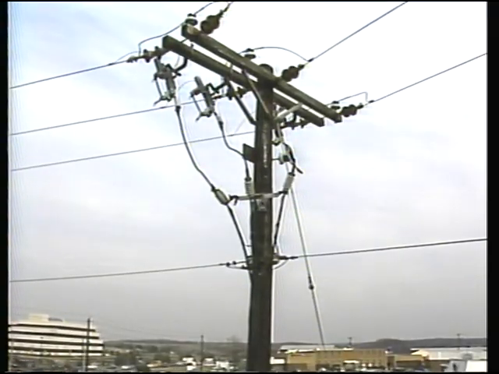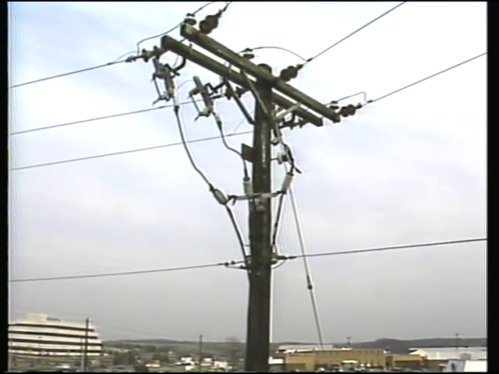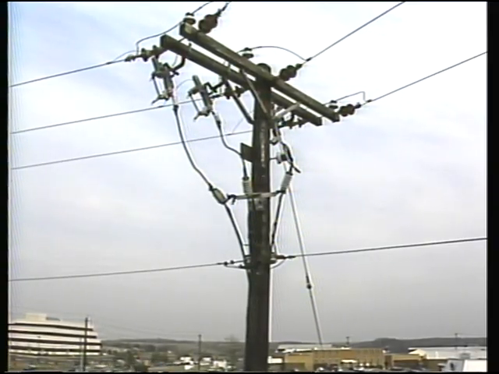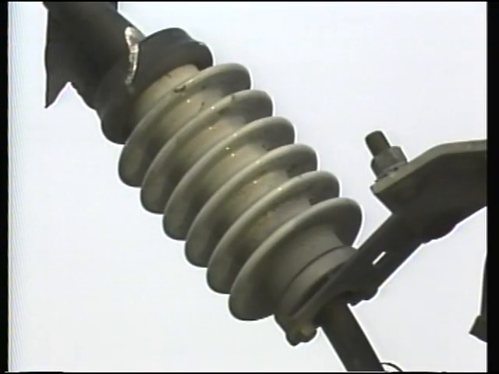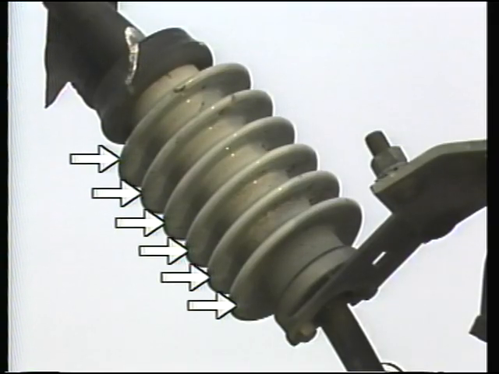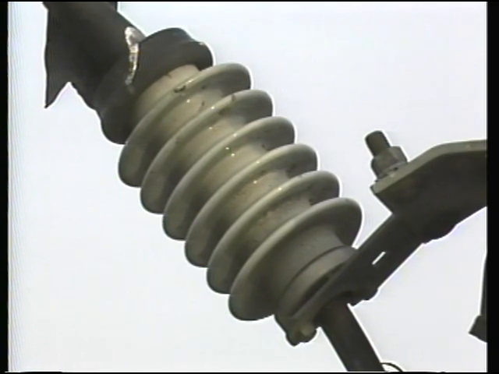These terminations are often in open areas where contamination is likely. Contaminants like dirt and salt can lead to tracking. To reduce tracking, terminations are often designed with insulator skirts, like these. The skirts are designed to break contamination paths. They reduce the ability of current to track along the length of the termination.